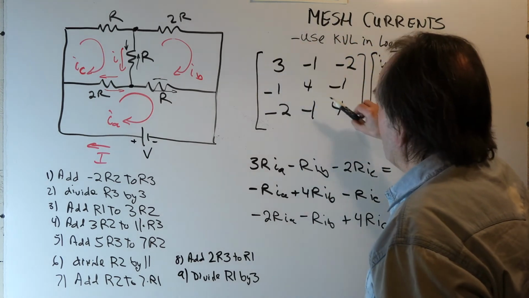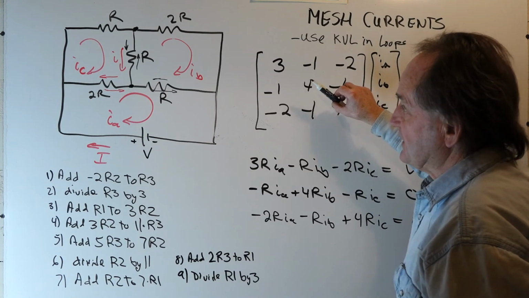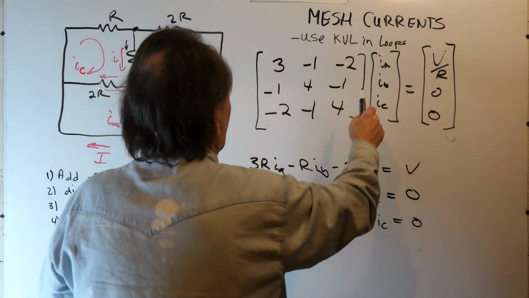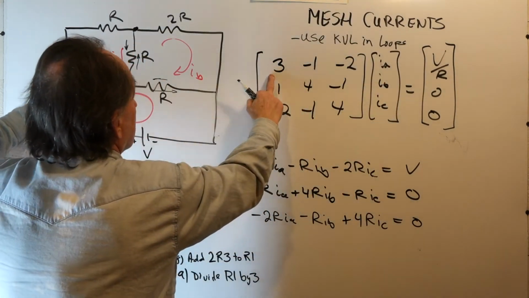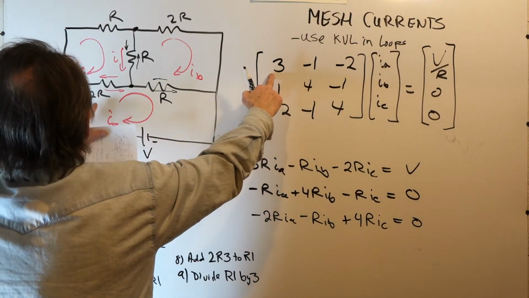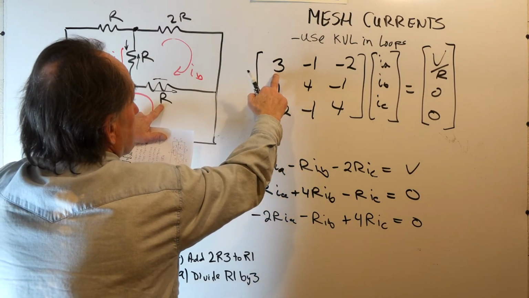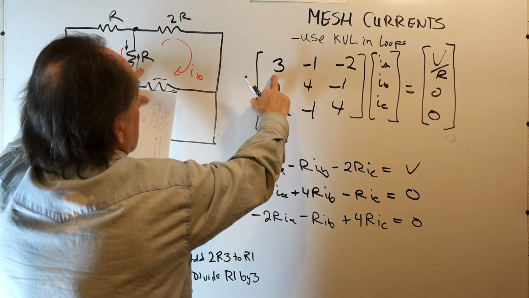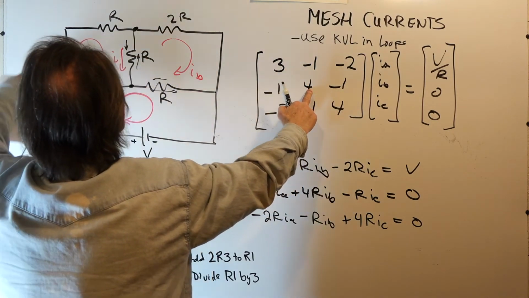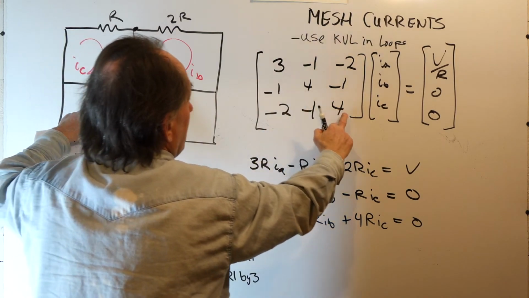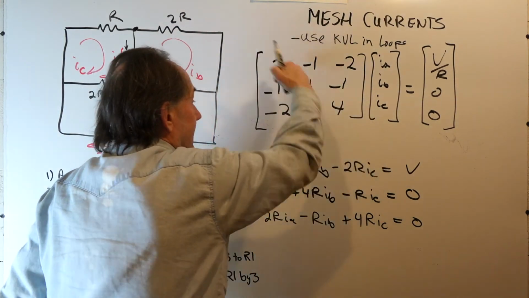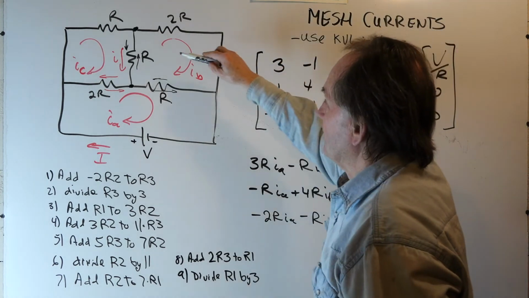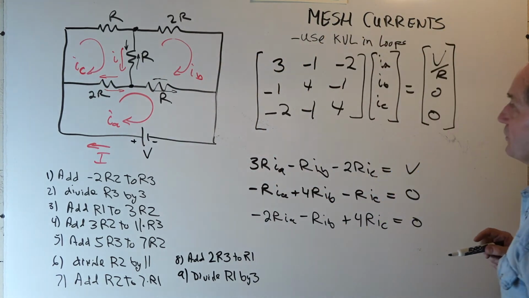The values on the diagonal are a sum of the resistances that the current touches as it goes around the loop. For example, for IA, if we look, we have 2R plus R is 3R, so we have 3 of them. For IB, we have 2R plus R plus R, or 4 R's. And for IC, we have R plus 2R, or 4 of them. So the diagonals are the sum of the resistances that the loop current touches as it goes around the loop.